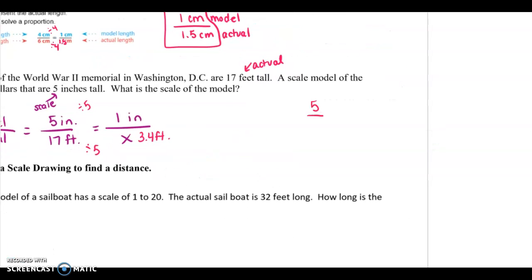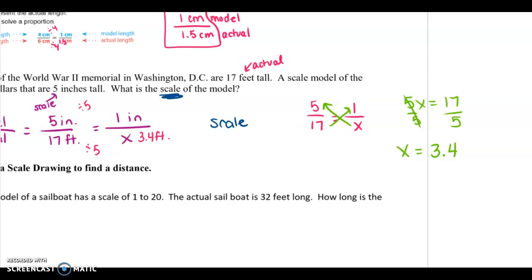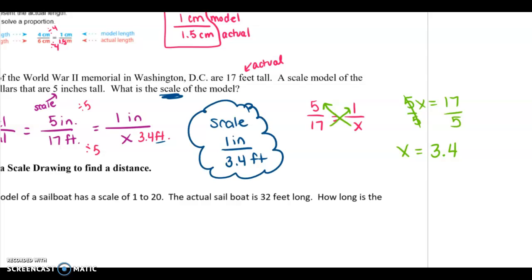All right, so that's doing it that way. Another way is you could actually cross multiply. So 1 over x. Remember, to cross multiply, you do the numerator times the denominator, so that's 5x. You do 17 times 1, which is 17, and then you divide by 5. Either way, you're going to get the same answer of 3.4. So my scale is 1 inch represents 3.4 feet. All right, and you can do it by dividing 17 by 5, or you could do it by setting up and doing cross multiplication.